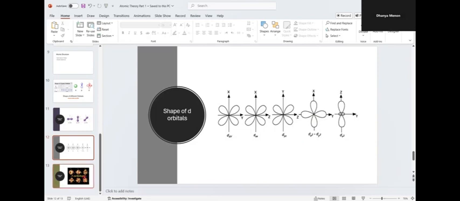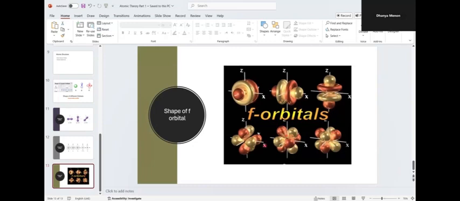And another subshell is F. There are 7 orbitals for the F subshell, and it has an even more complicated shape, as you can see along the axis. Okay, so these were the shapes. So you have to know the names of the shape, especially the S, P, and D. So these orbitals accommodate the electrons, right?